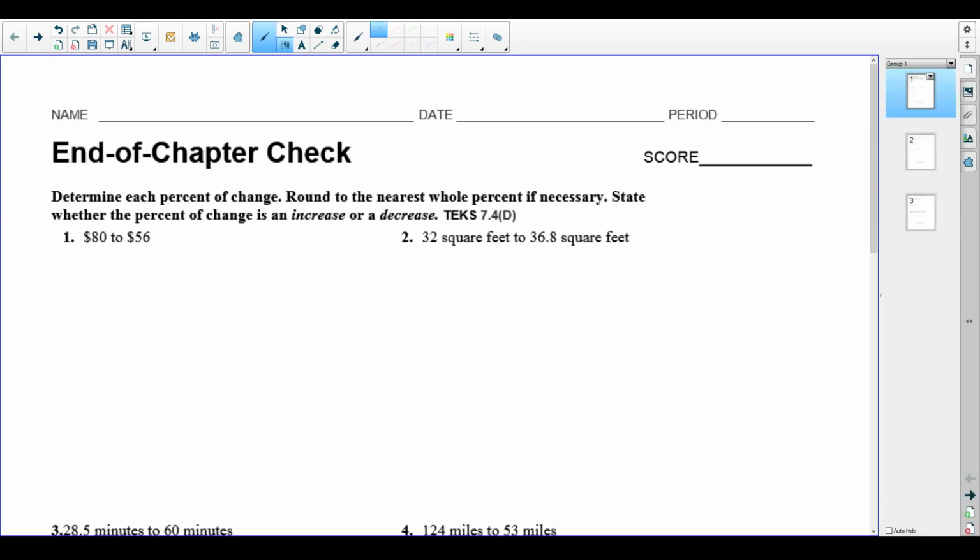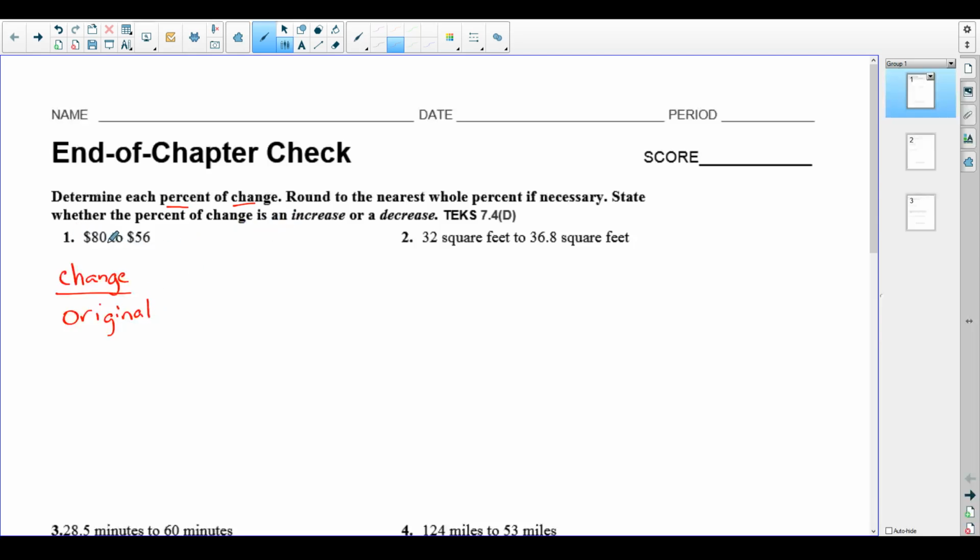Alright, let's do this review real fast. So the first 4 questions on the review talked about percent of change. Anytime your problem involves percent of change, your part to whole is change compared to the original.